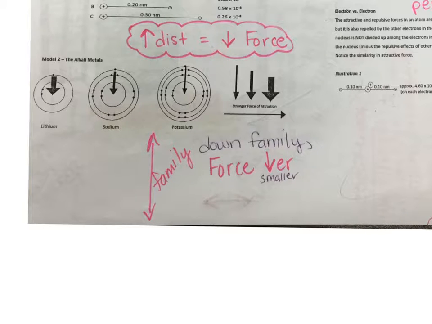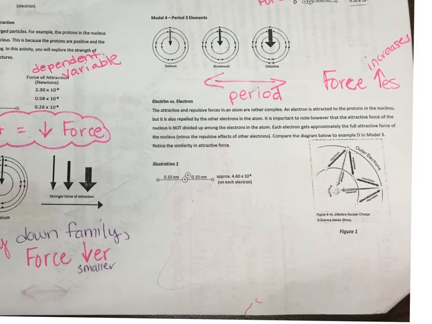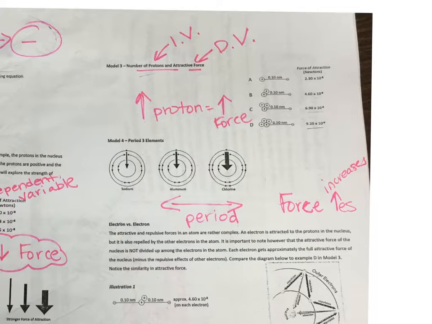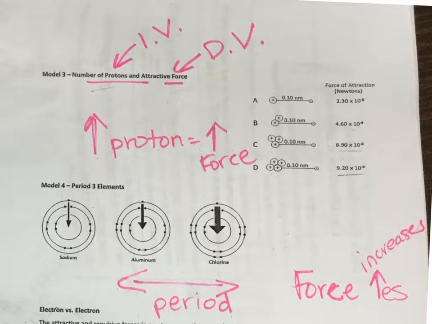That's going to be very important today. Very, very important. Are we all clear on how important it is? Okay, super important. Glad you asked. All right. Model 3. Model 3 was about your number of protons and attractive force. So we talked about how your model here was showing you that we were increasing your number of protons, okay, in the nucleus, obviously.